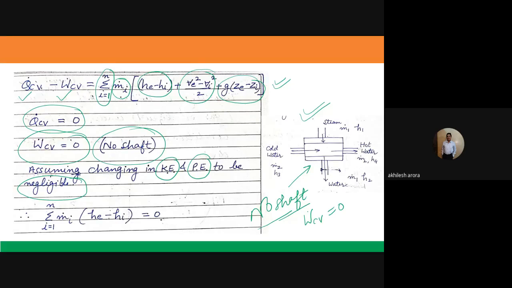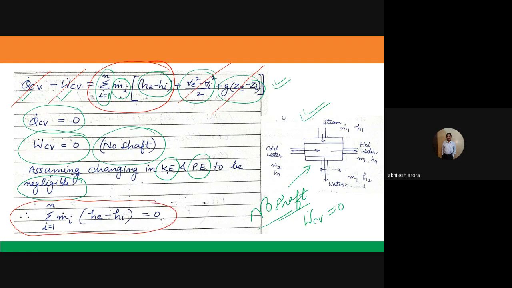Okay. So if you see the equation which we have just written here, there is no qcv, there is no wcv, there is no change in the kinetic energy, there is no change in the potential energy. So we are left with this particular value only. Okay, so this is what I have written here.